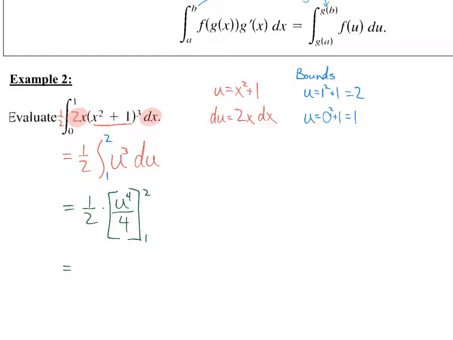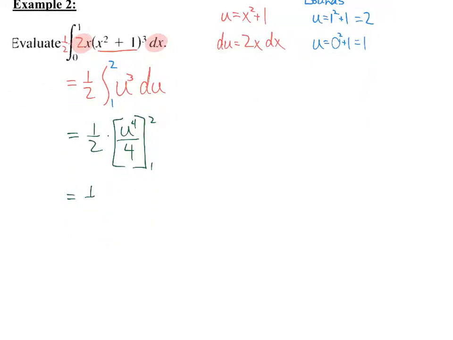All right, perfect. So now it's 1/2. 2 to the 4th is 16, so it's 16/4 minus 1 to the 4th, which is 1. So that's 1/2 times 15/4, which is 15/8. So that's 15/8.